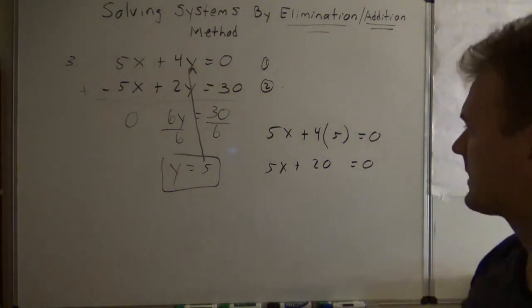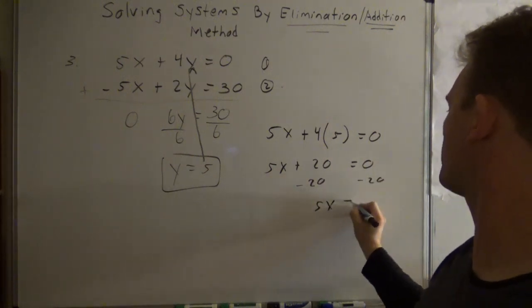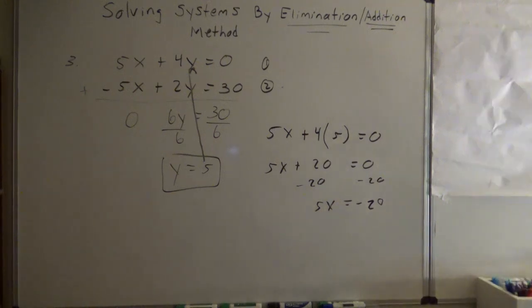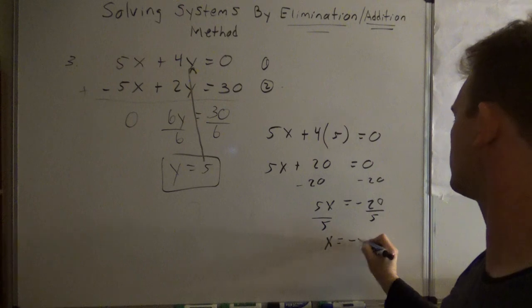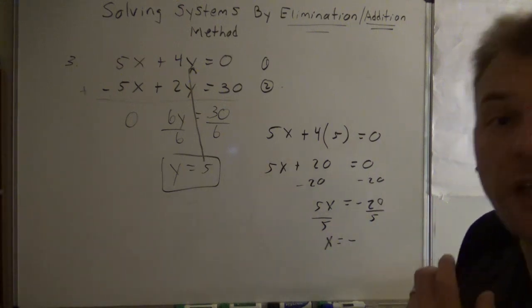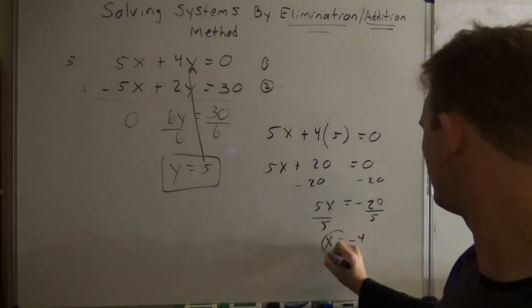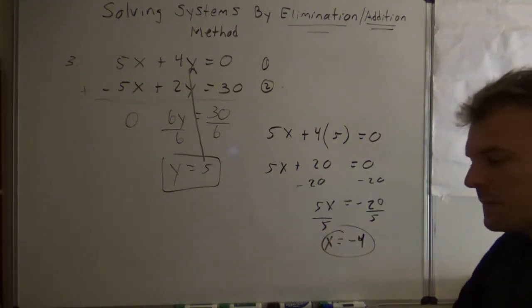Solve for x. So minus 20, got 5x equals minus 20. Divide, x equals, what's that? 5 goes into 20 4 times, but we have a negative on the top. So that's negative 4. And there's your 2 equations.